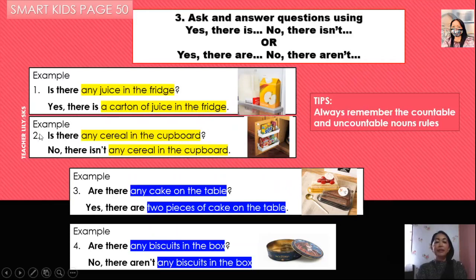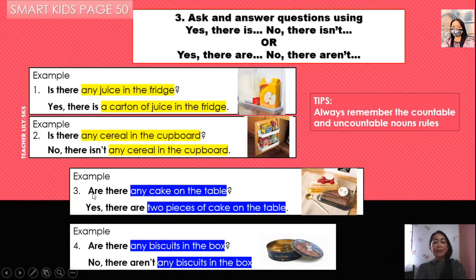Example number 2. Is there any cereal in the cupboard? Can you see any cereal here? No, right? So you answer, no, there isn't any cereal in the cupboard. Easy, right? You just copy the bold phrases here.